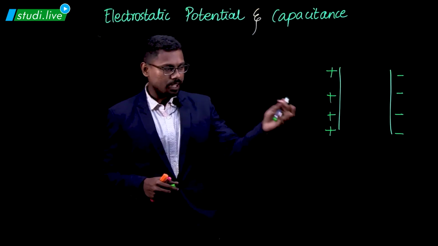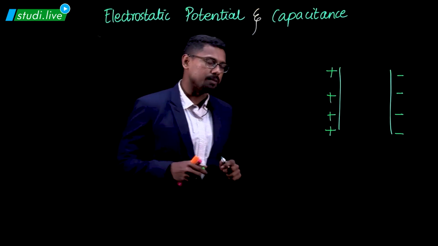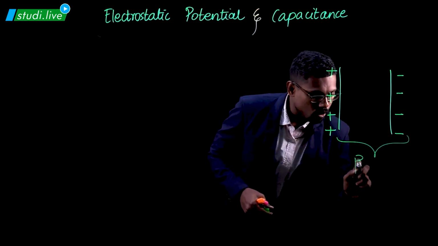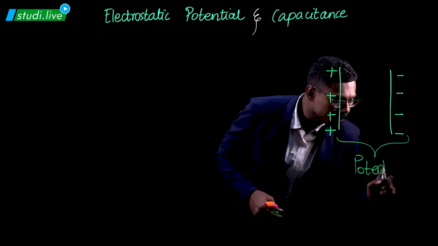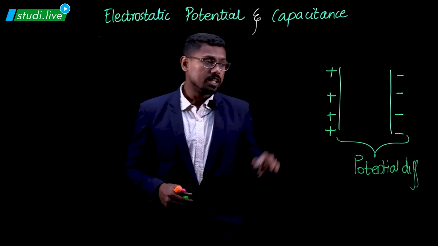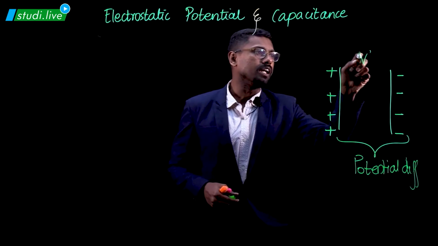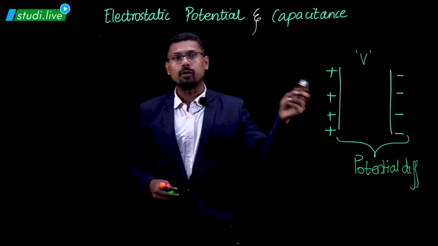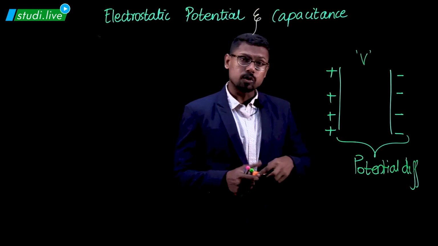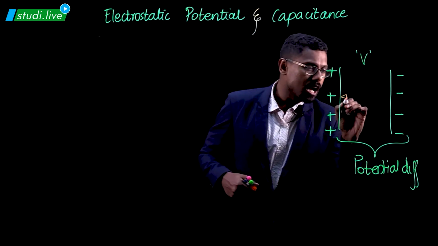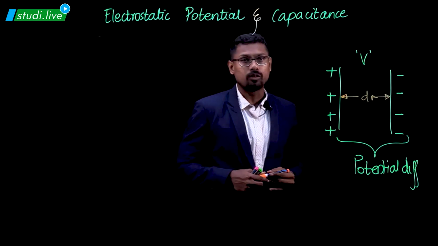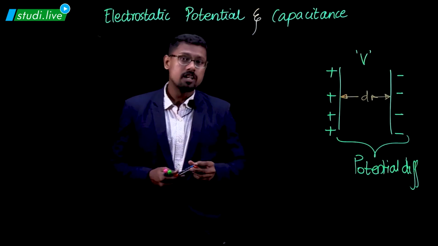So you might think that they create an electric field. Yes, they may create an electric field, but more importantly, they create something called potential difference. So there is some potential difference V that exists between these two parallel plates. I also understand that these two parallel plates are spaced out at some distance, let's say small d.